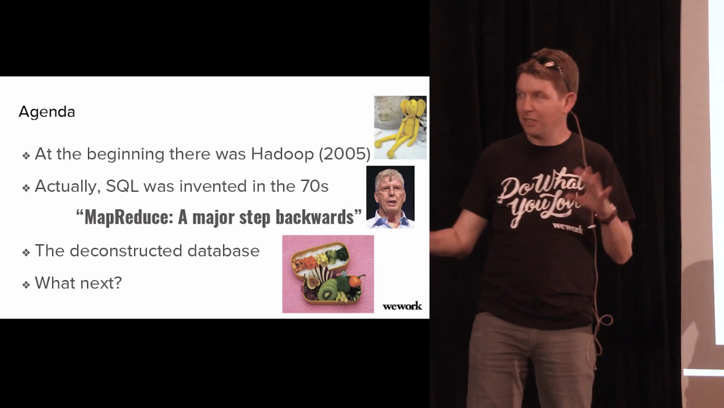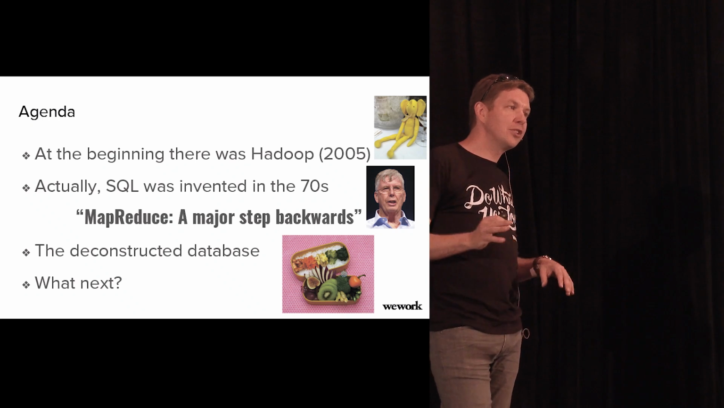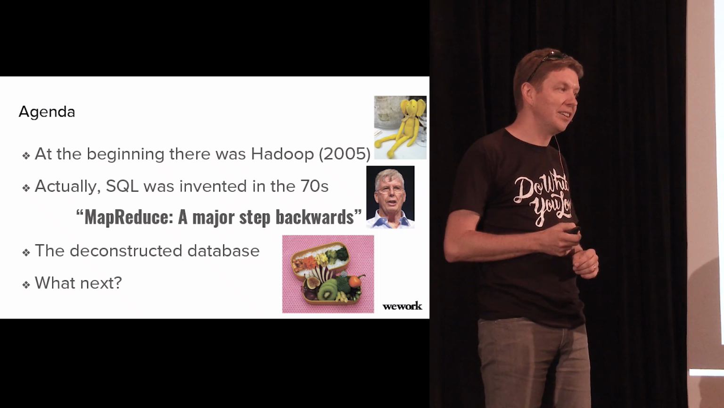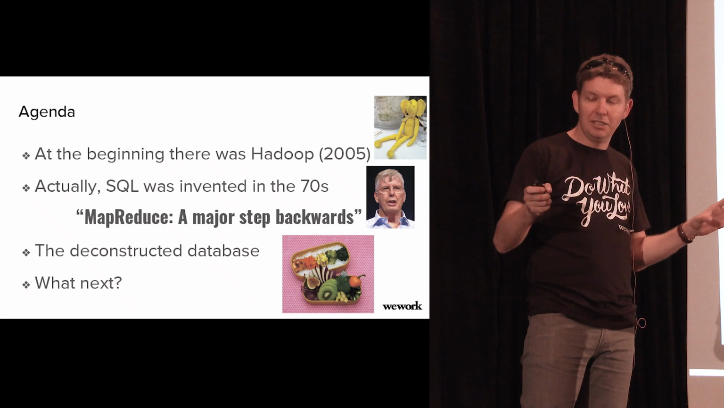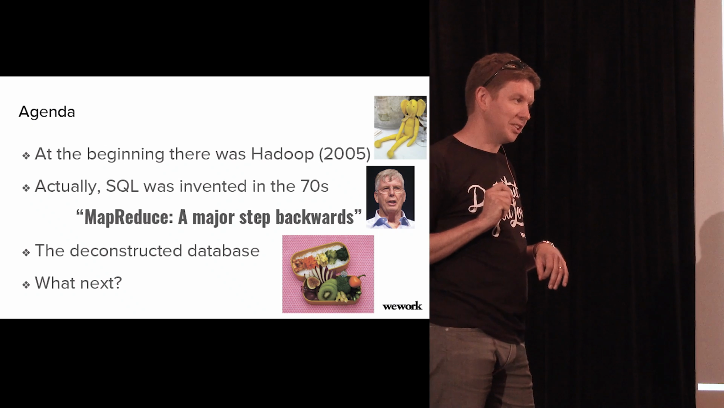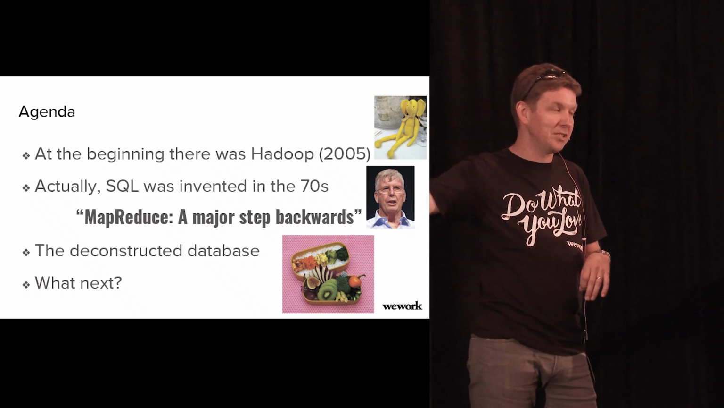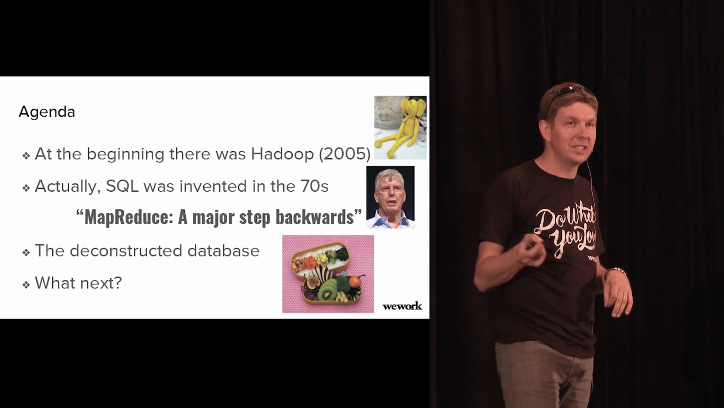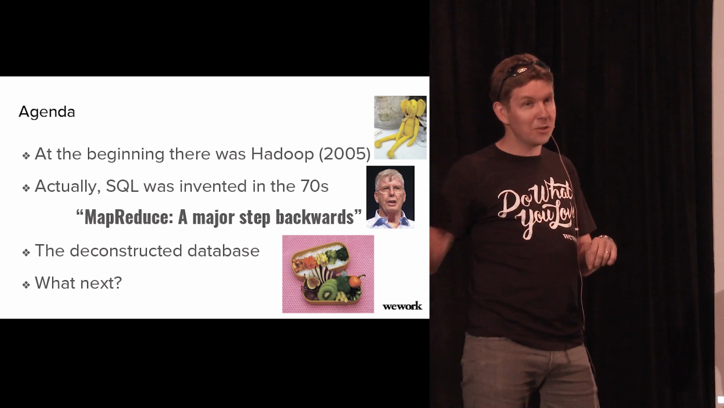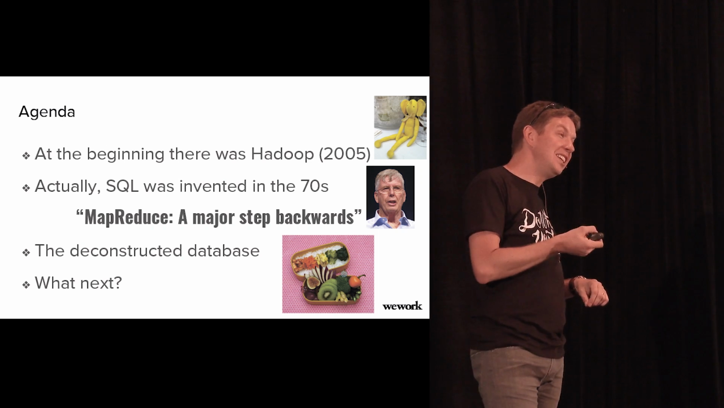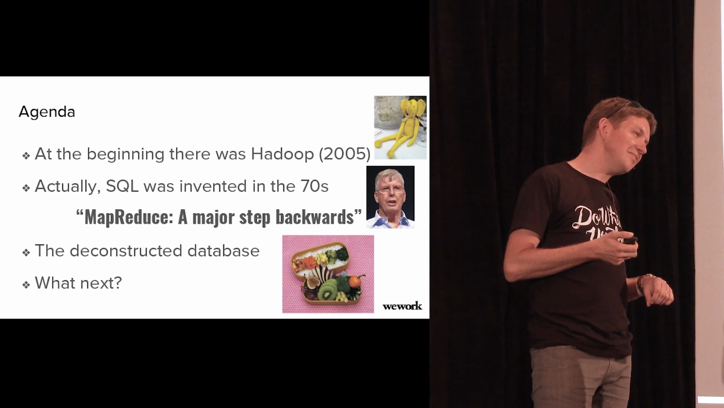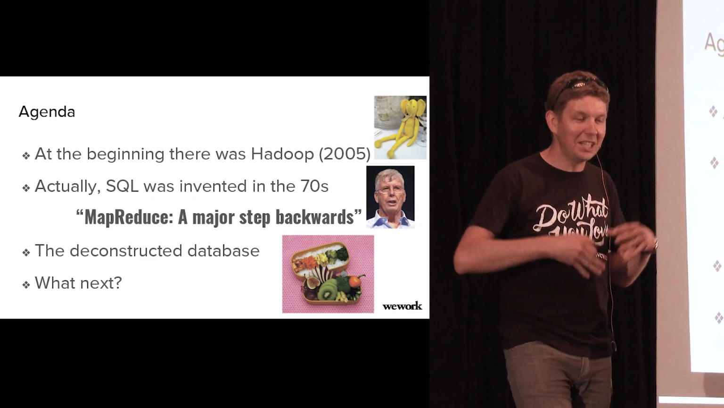So here's the agenda, roughly how we go over the talk. First, I'm going to talk about Hadoop. At the beginning, there was Hadoop, created in 2005. But actually, do you know this guy? This is Michael Stonebraker, Turing Award winner. He's one of the legends of database research, famous for Ingres, Postgres, and more recently, Vertica. And what we technically call not a bozo. And I really didn't like MapReduce at the beginning, and I'll go over why. And I'll finish with what the deconstructed database is.